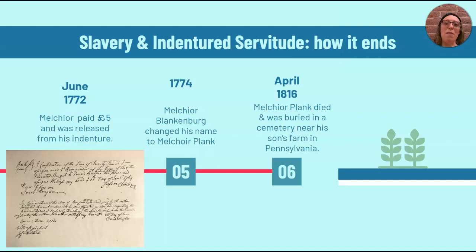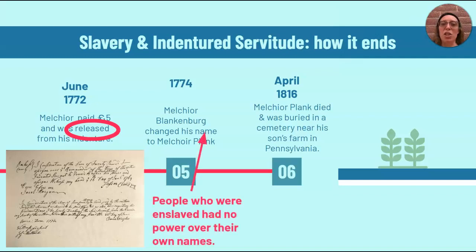I'm pretty sure you found the first difference because it's the absolute most important difference between slavery and indentured servitude. Indentured servants were freed after about 5 to 7 years, while people who were enslaved had very little chance of ever becoming free. Enslaved people also had basically no rights for most of U.S. history. Melchior Plank was able to change his name, while people who were enslaved had to answer to whatever name the slaveholder wanted to call them.